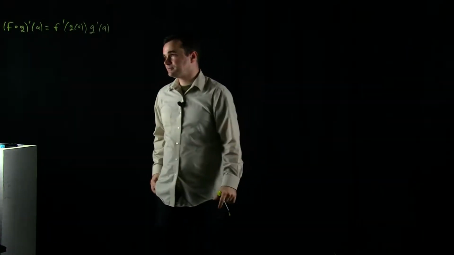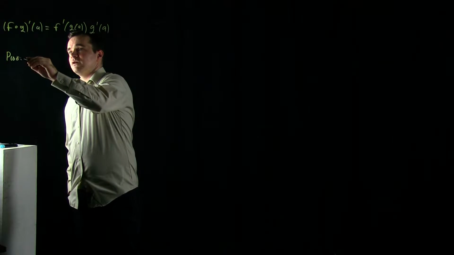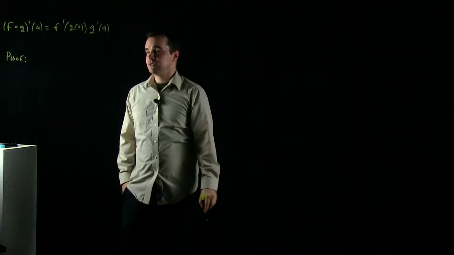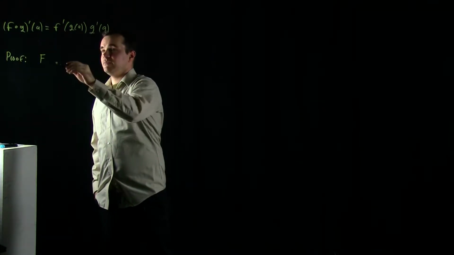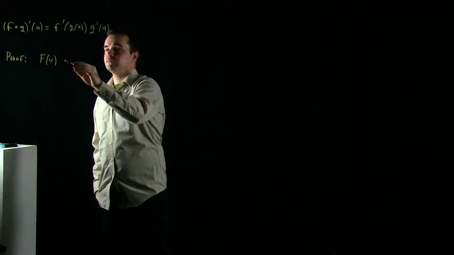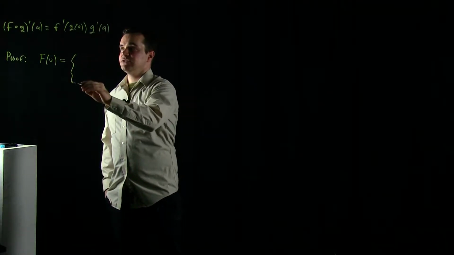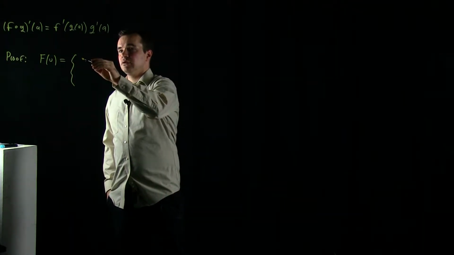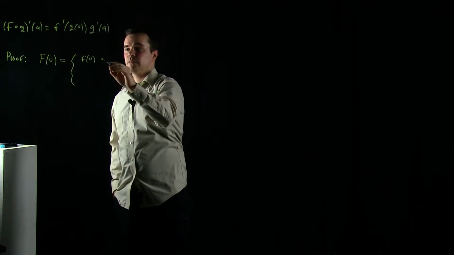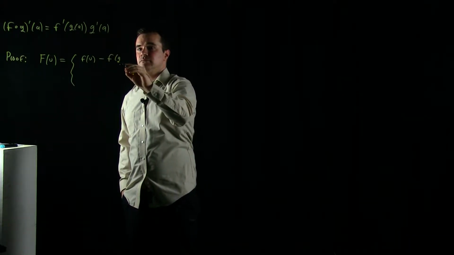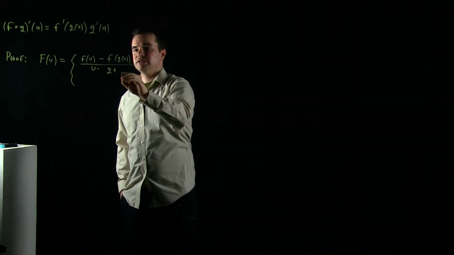So here's what I'm going to do. I'm going to start my proof by defining a function. I'm going to call it capital F, and I'm going to use variable u. I'm going to define this function in two pieces. First, I'm going to say that it's my lowercase f of u minus f of g of a, over u minus g of a.